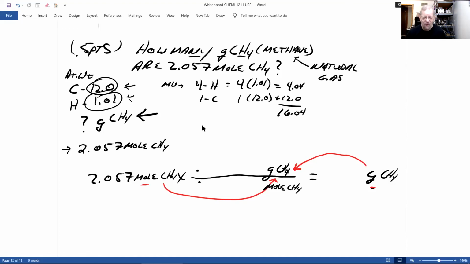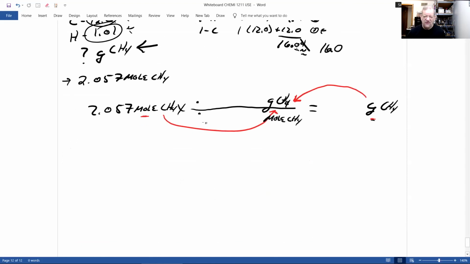16.04. Now, when you're adding, you get the same number of significant figures to the right of the decimal in your answer as the number that has the fewest significant figures. This has 2, this has 1. Which is the lower number? Hopefully I'll pick 1. So how do you round this off? Here's my decimal, keep the 0, use the 4 to round off. Is that 4 or less? And the answer is yes, so I'm going to drop it. So the molecular weight of methane, CH4, is 16.0.